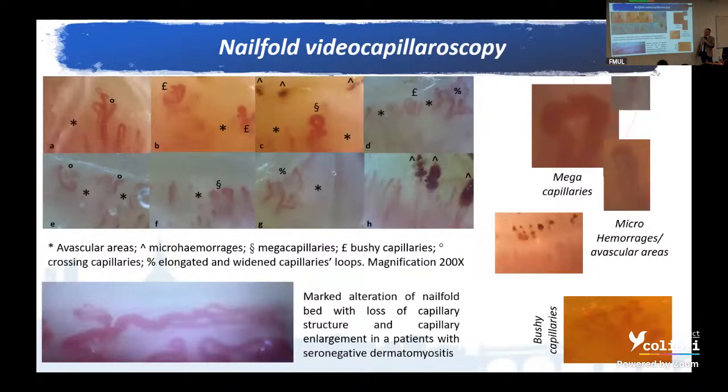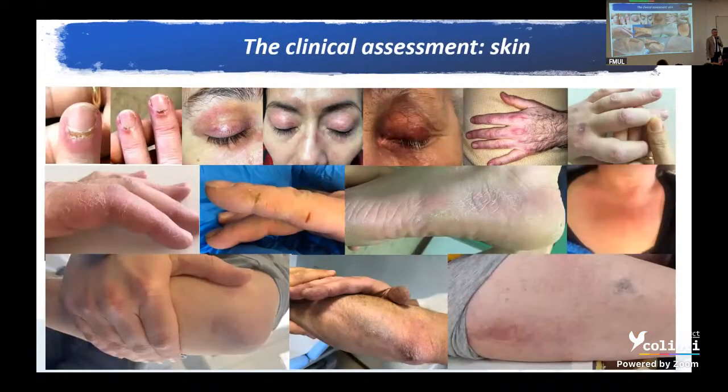here. So we should search for megacapillaries, microhemorrhages, avascular areas, bushy capillaries, and this is the typical aspect that may be observed in patients with myositis. We may have a scleroderma-like pattern. We did not define the myositis pattern in capillaroscopy again, but I think that we will. But I think that you are doing the assessment on NAFO video capillaroscopy every day.